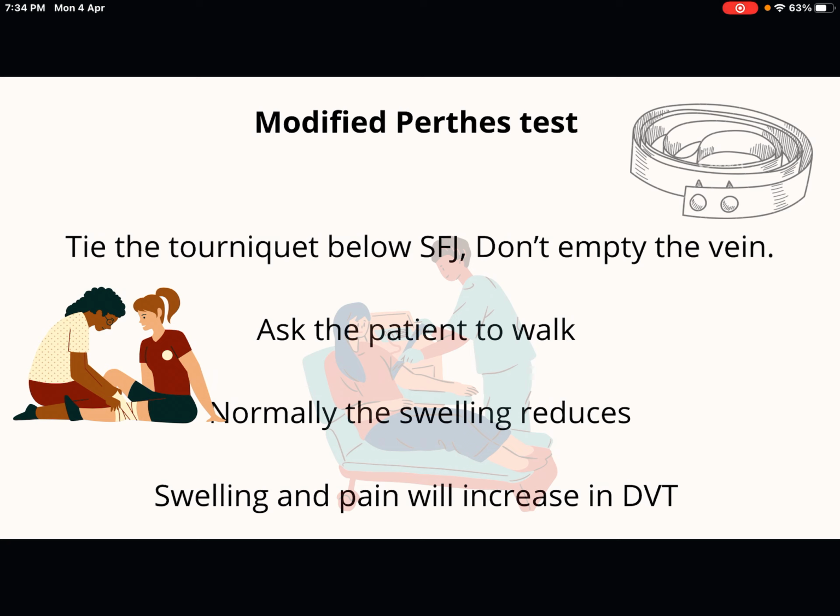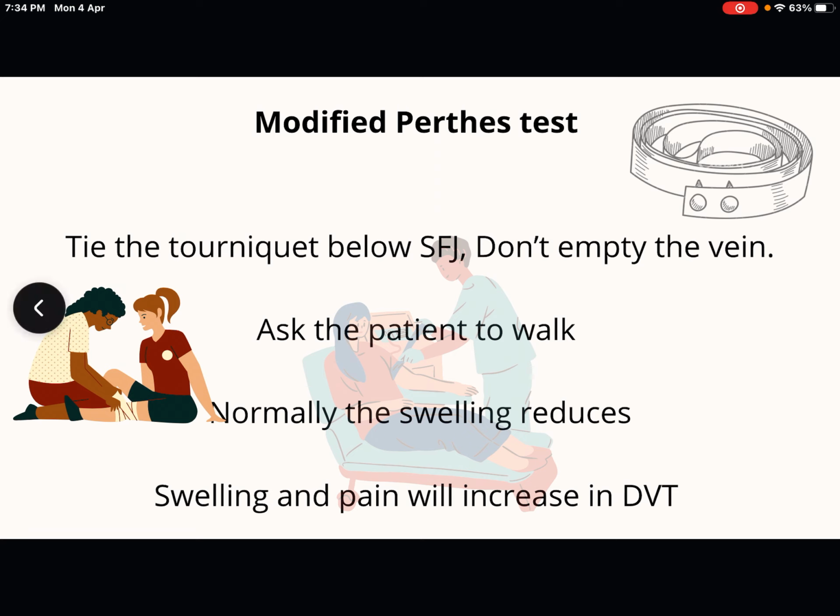patient to walk. Normally the swelling should reduce, but if the swelling is not reducing and the pain is increasing, then it is due to deep vein thrombosis, because we are ruling out whether the patient has deep vein thrombosis or not, because DVT is a contraindication for surgeries in varicose veins. So that's why we do the modified Perthes test.